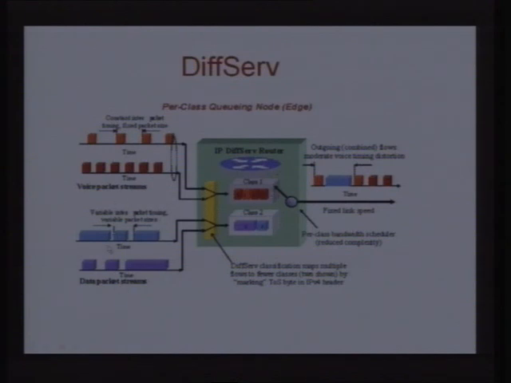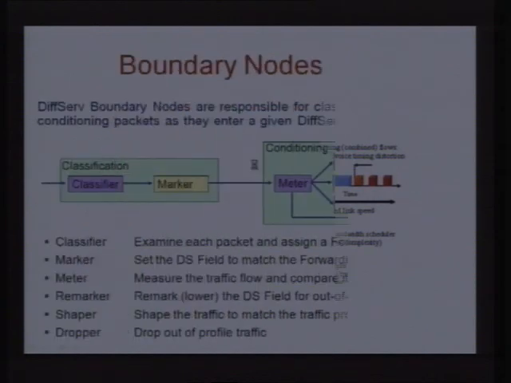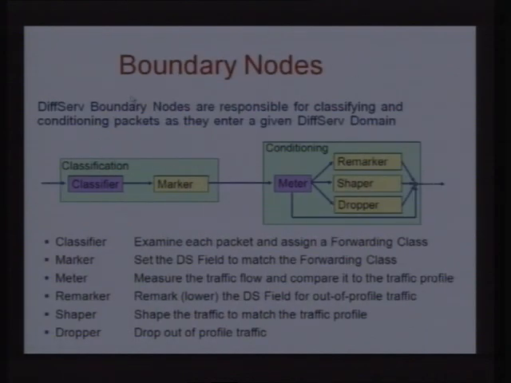Similarly, the data packets, which may come from different devices, are given different treatment, and for that you can see that they are being kept in class 2. So there are different classes which are being maintained in the network. We can see that the boundary nodes perform two major operations, that is, classification and conditioning.